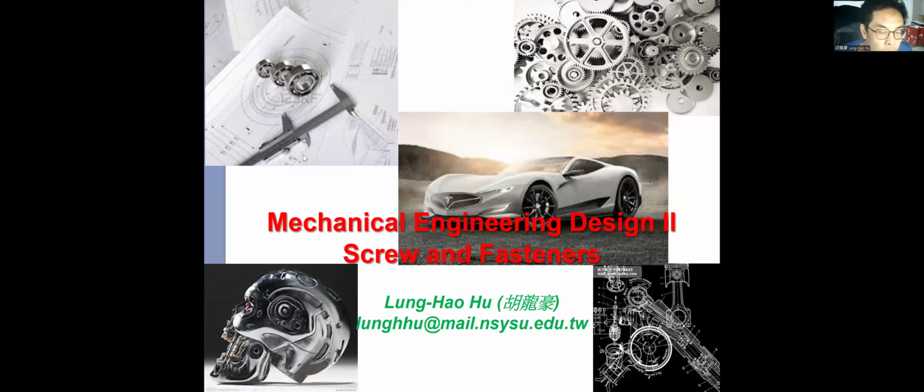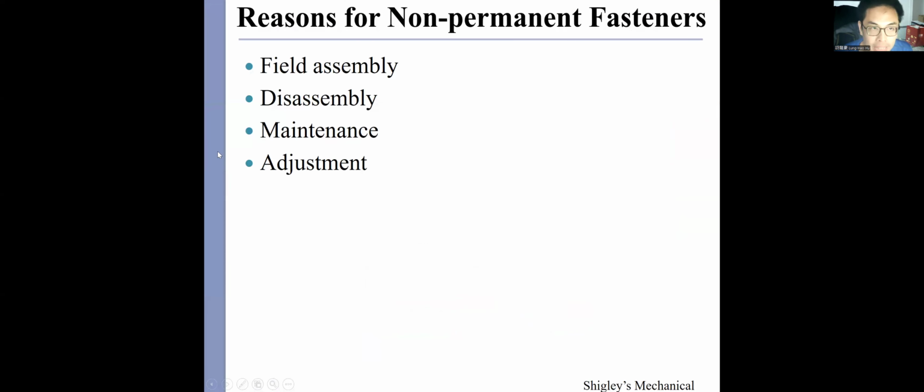Okay, so today we are going to introduce the fastener and screw components. What is the purpose of the screw and the fastener? Why do we need a fastener or screw, like the nut and screw? If this machine is going to be assembled, it is designed to be easily disassembled after assembly.